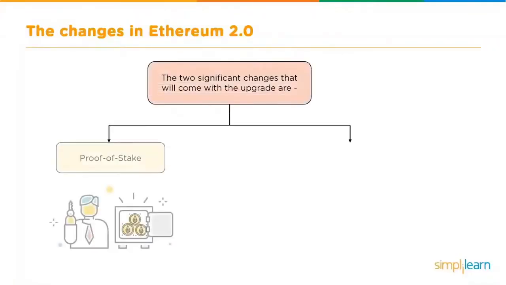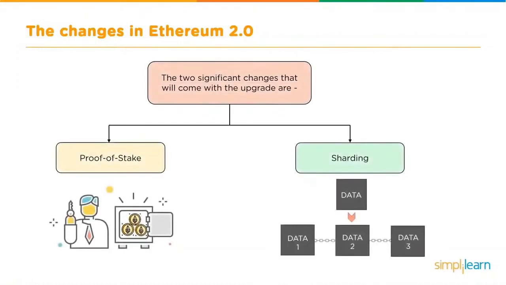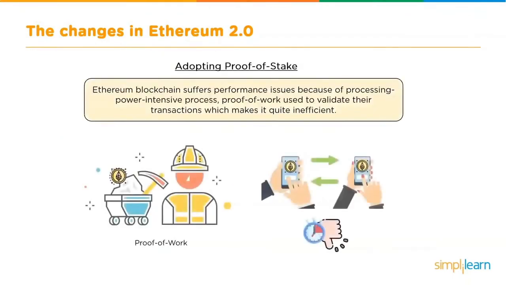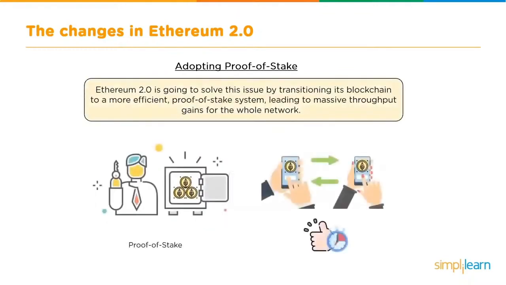The two significant changes that will come with the upgrade are adopting proof of stake and sharding. Adopting proof of stake: Ethereum blockchain implementations suffer from performance issues because they rely on a processing power intensive process known as proof of work to record and validate their transactions. The problem with proof of work's design is that it's very inefficient. Ethereum 2.0 will solve these issues by transitioning its blockchain to a more efficient proof of stake system. It will decrease the complexities faced by the network, leading to massive throughput gains for the whole network.